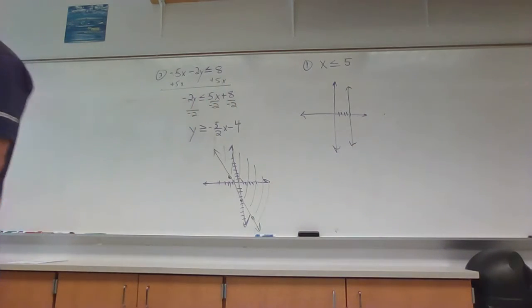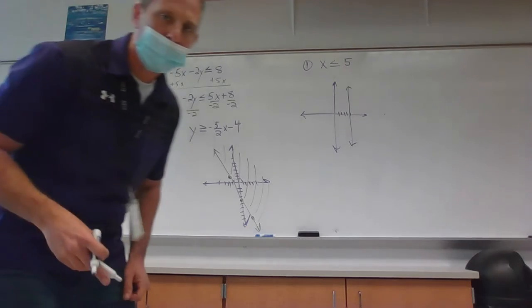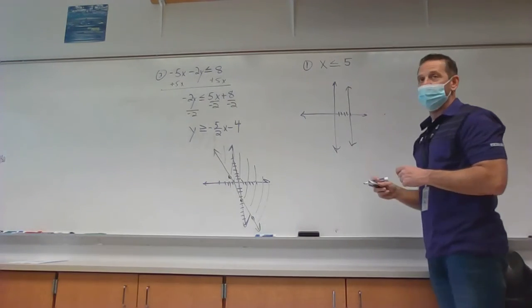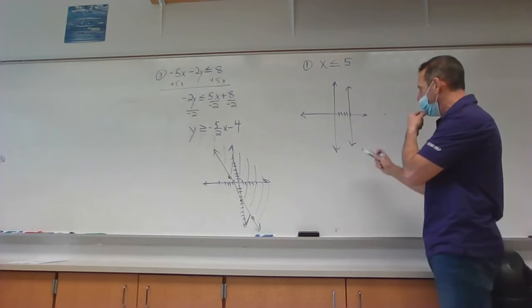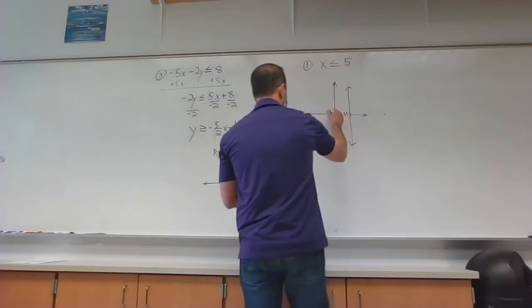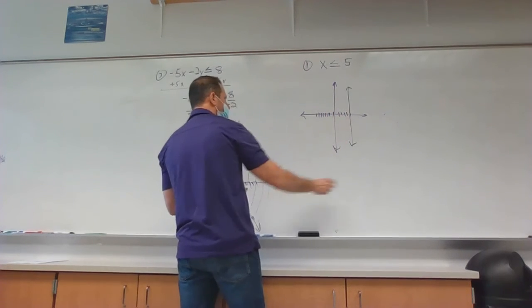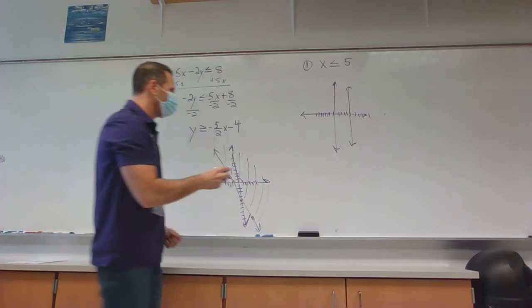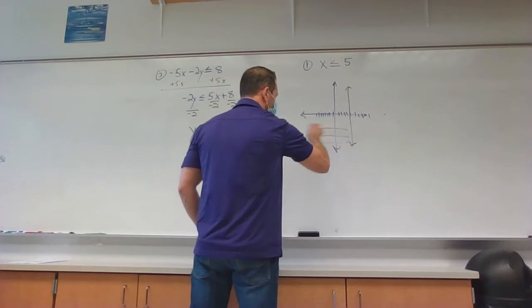A vertical line doesn't have a top or a bottom. We've got to shade the left or the right. So x is less than 5, or less than or equal to 5. So good, I got a solid line. Where are the x values less than 5? Over here or over here? Right side or left side? Left. On the left. So we're going to shade to the left.